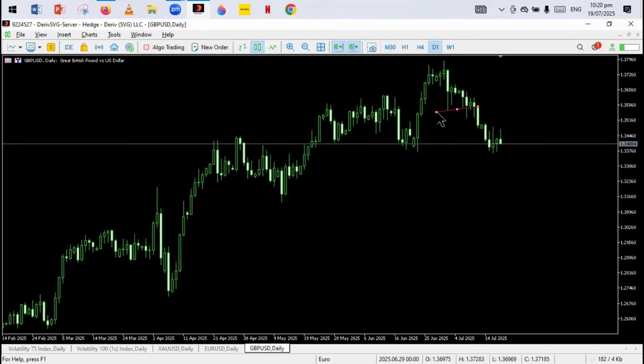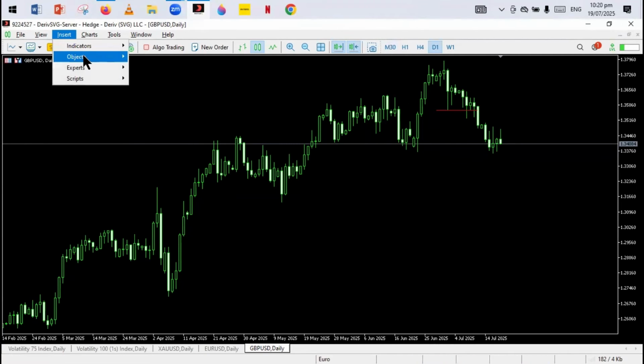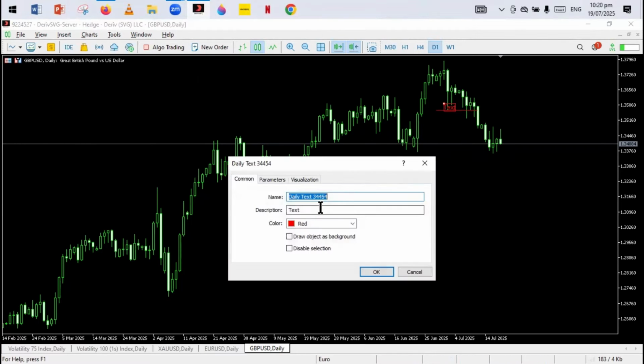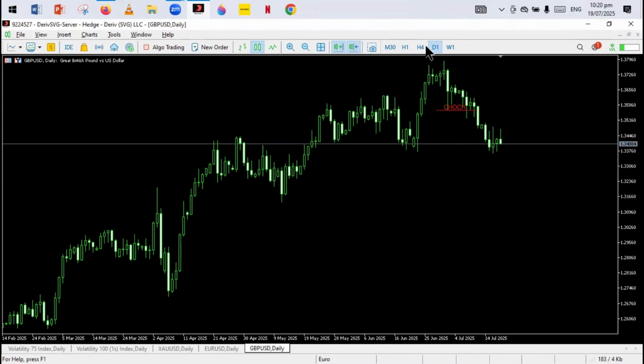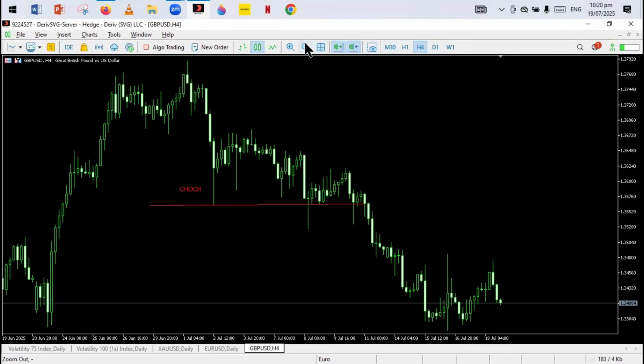So price was buying, however, price reversed because the buyers didn't maintain structure. They broke this higher low. So that is an indication that price is now selling. That is a change of character. That is a change of character. If you go to the 4-hour, you can plot it nicely.